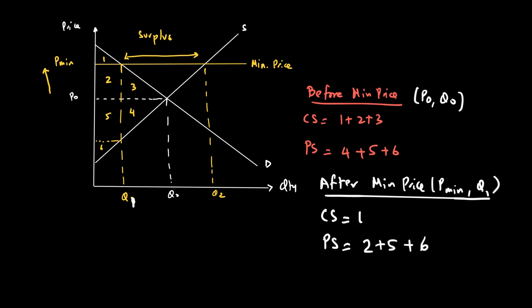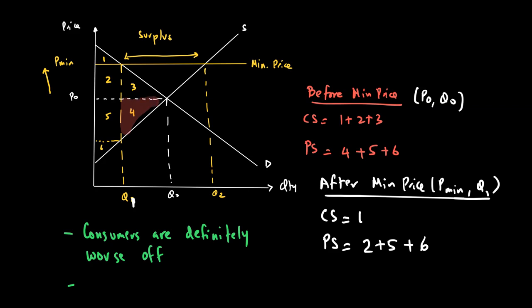So consumers, let me write this, consumers are definitely worse off. But what about producers? Well, look at this. Producers are getting 4 plus 5 plus 6, and now they're getting 2 plus 5 plus 6, which means 5 and 6 are common. They lose area 4, but they gain area 2. So in other words, they lose area 4. Let me shade area 4. And they gain area 2.